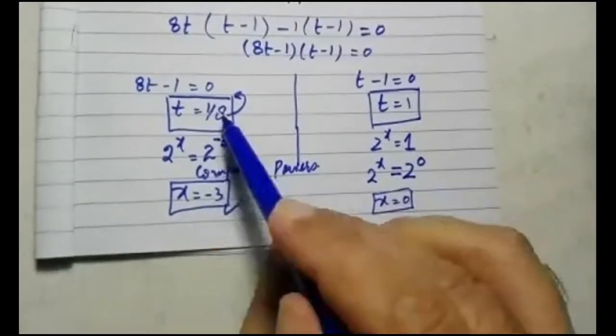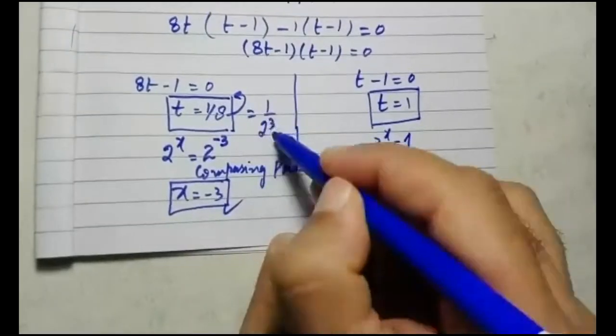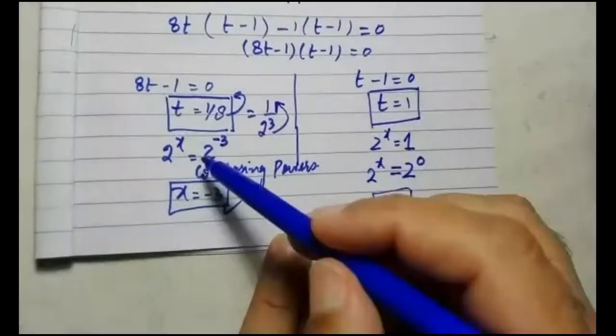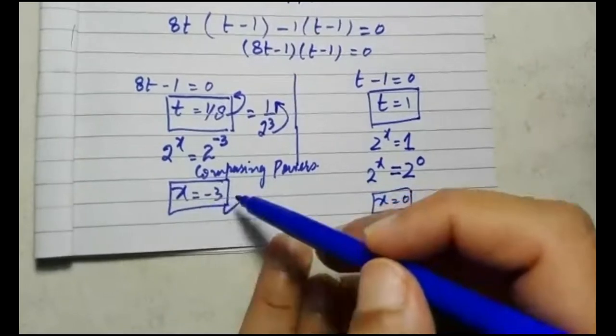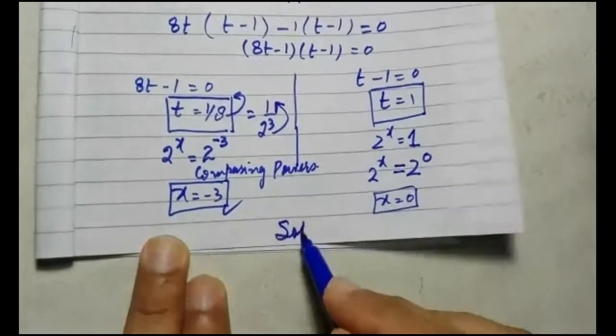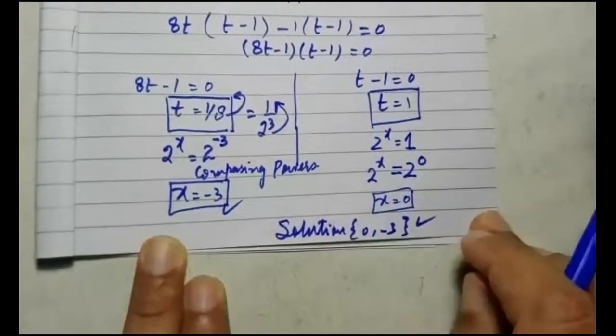Same is done on the left hand side. 1 over 8 you can write as 2 raised to power 3 in the denominator, and in the next step we will shift it into the numerator. So it will become 2 raised to power minus 3, and then you will see that x equals minus 3. So there are the two answers. You would write the solution set: one is 0 and the other one is minus 3.